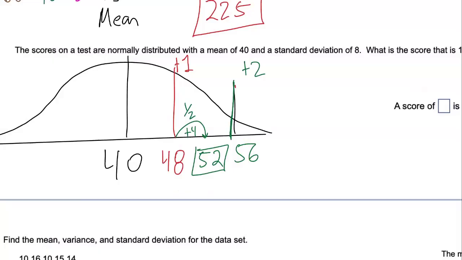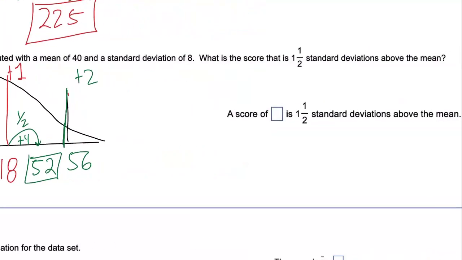Because it's asking us for 1.5 standard deviations. So we went 1, and then we're going half between 1 and 2. So we know that's 1 standard deviation. It's 8, so half of that is 4. That means we're adding 4 to the first standard deviation. So the answer would be 52.